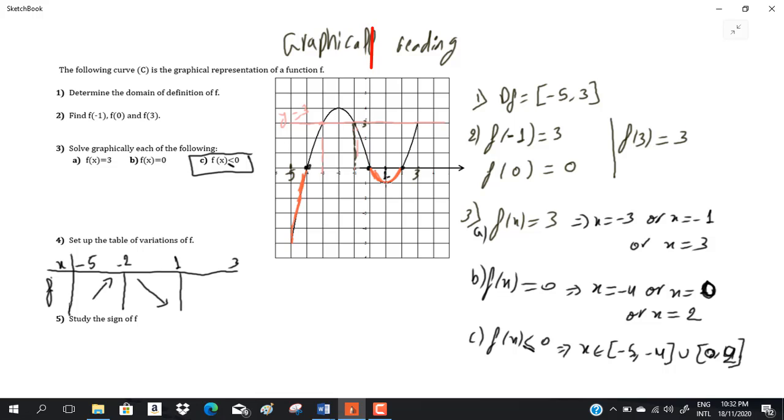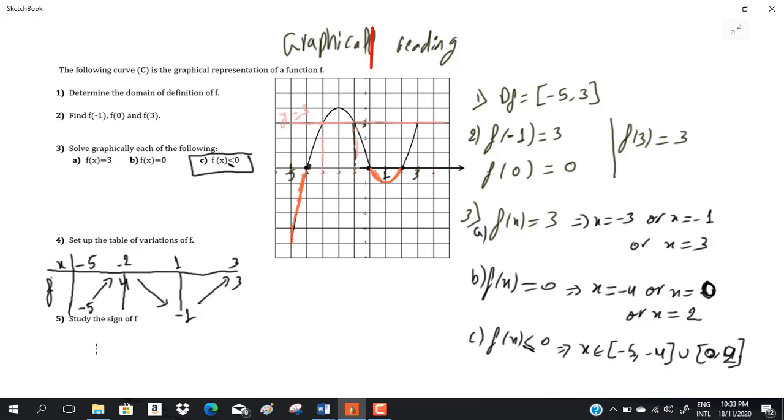And after 1, the function becomes increasing till 3. The ordinate of -5 is -5. The ordinate of -2 is 4. The ordinate of 1 is -1, and the ordinate of 3 is 3.